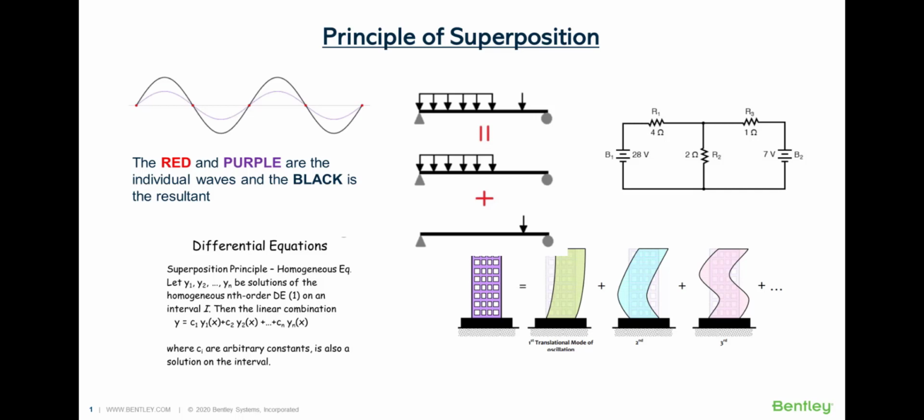when individual loads are acting together, see here, point loads and uniformly distributed loads acting together, and we sum the individual responses of them, then we will get the same response as when these loads are acting simultaneously. So all these conditions are linear conditions, so superposition exists here.